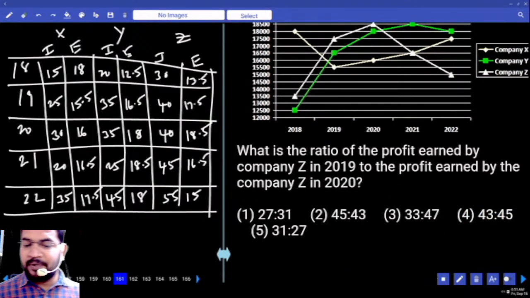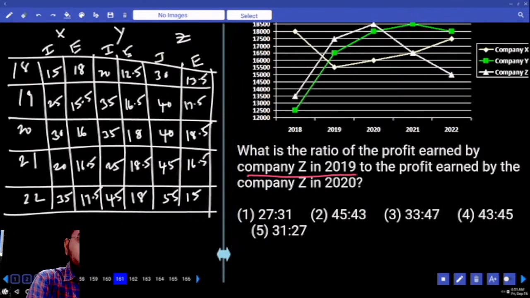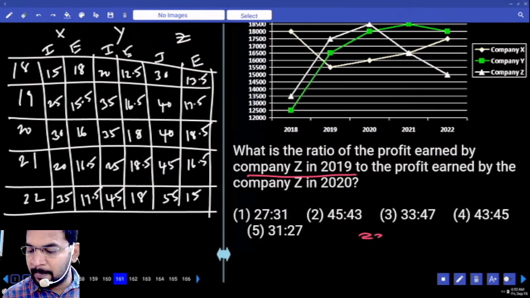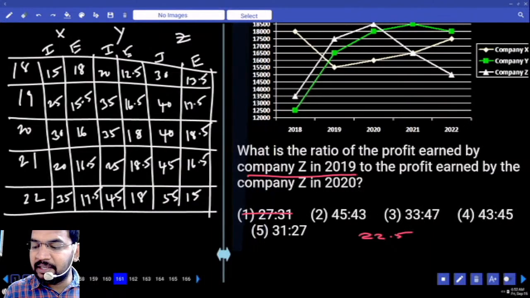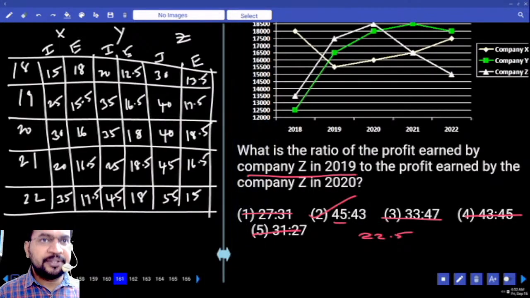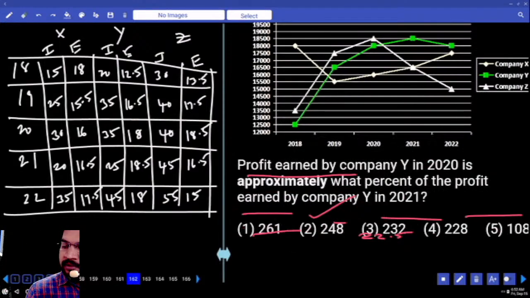What is the profit earned by company Z in 2019? Profit is nothing but income minus expenditure. 40 minus 17.5, 22.5. Profit is 22.5. Are you clear or not? So no need to check the remaining statements. Only one option is a multiple of 22.5. That is your answer. No need to check the second variation. Are you clear or not? Shall I go for the next one?